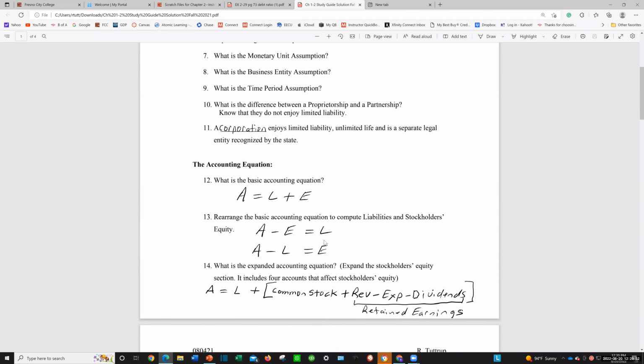What I'd like you to do is write this down. You need to know the basic accounting equation. Assets equals liabilities plus equity. And then you need to be able to rearrange the accounting equation to compute liabilities and stockholders' equity. So algebraically, you can do it. I just gave it to you here. If you want to solve for liability, it's going to be assets minus equity equals liability. Or if you're looking for equity, assets minus liabilities is equity.